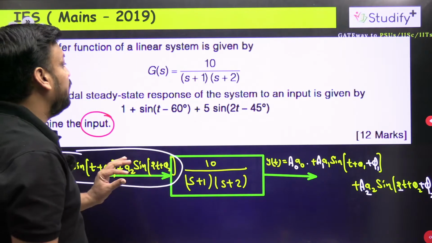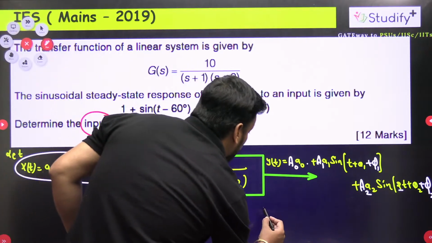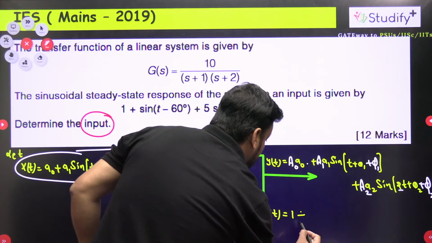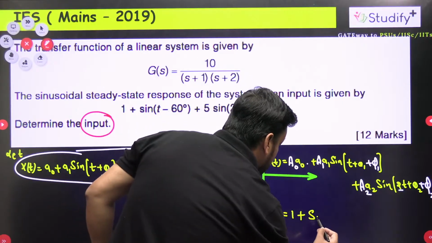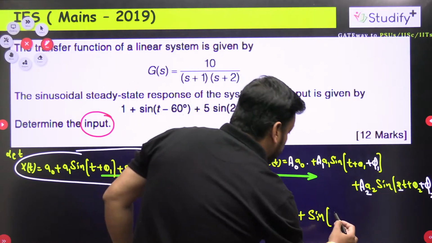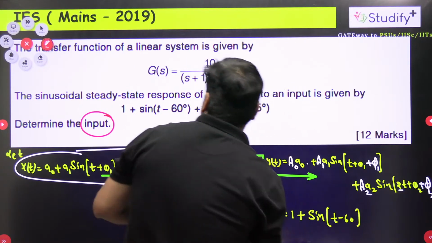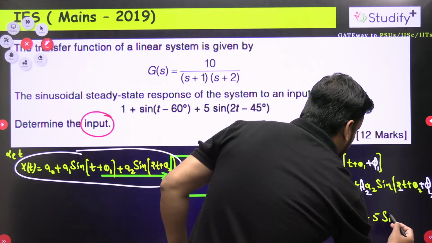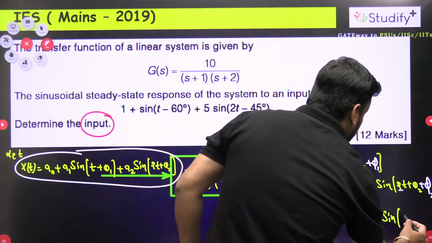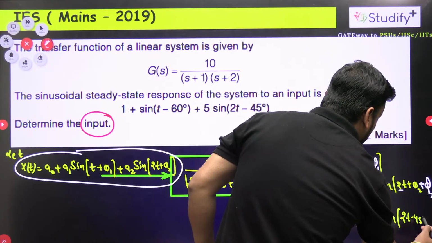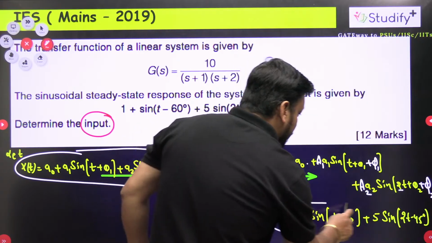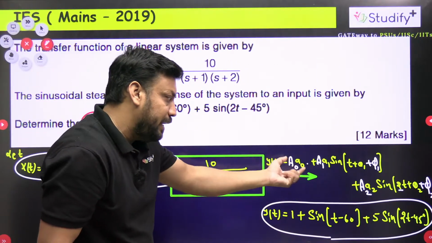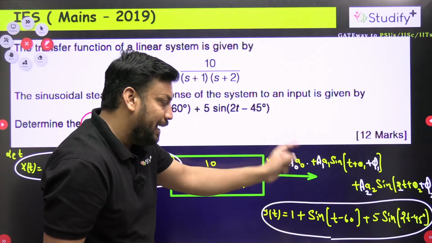Now tell me, what is the output given to us? The output given to us is y(t) equal to 1 plus sine of t minus 60 degree plus 5 sine of 2t minus 45 degree. This is the only y(t) given to us. So student, don't you think, sir, first you should generate this, after that we can compare this.